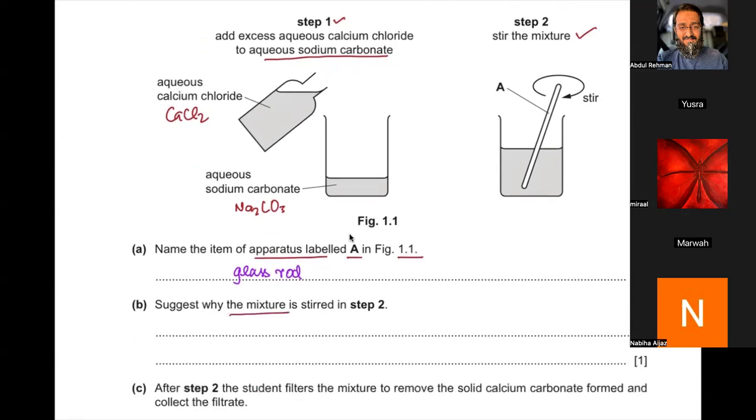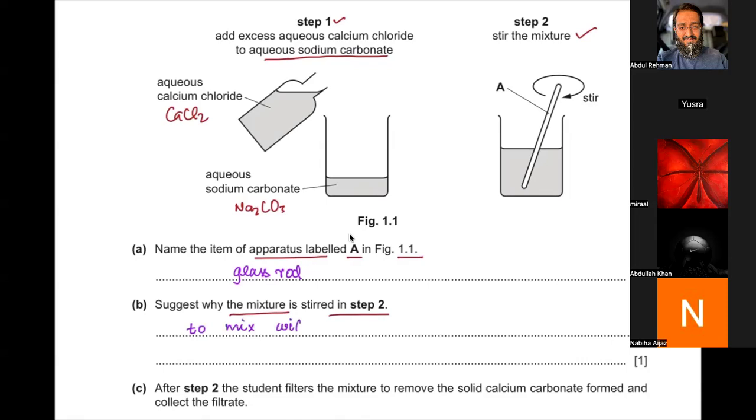Now, why is the mixture stirred in step 2? To allow the particles to react and collide with each other? You are right, but it's better to say we stir to make them mix. So they mix with each other. Is this clear to all of you?